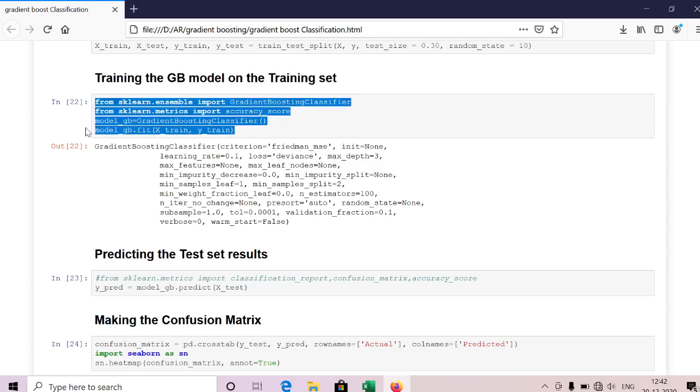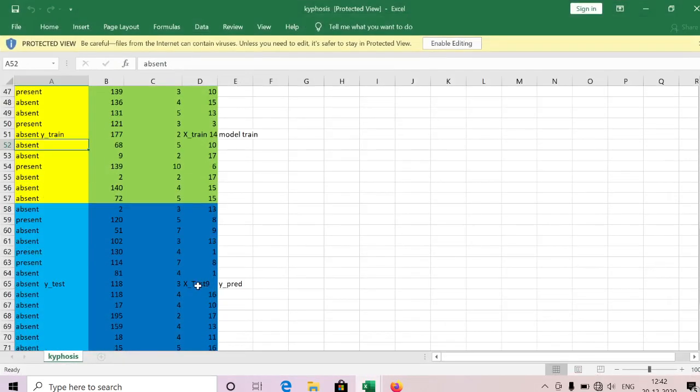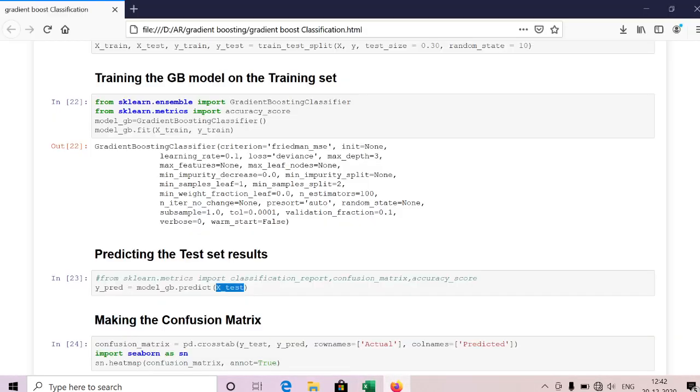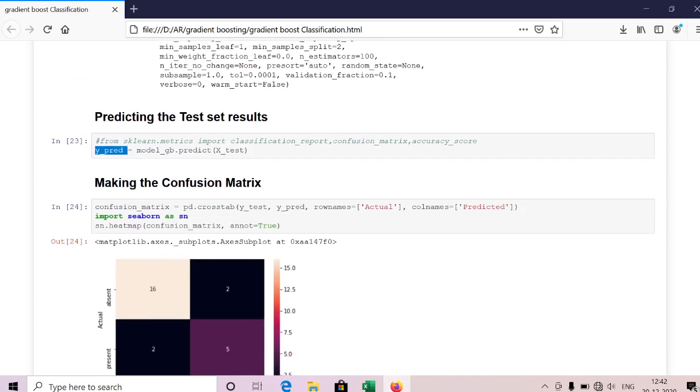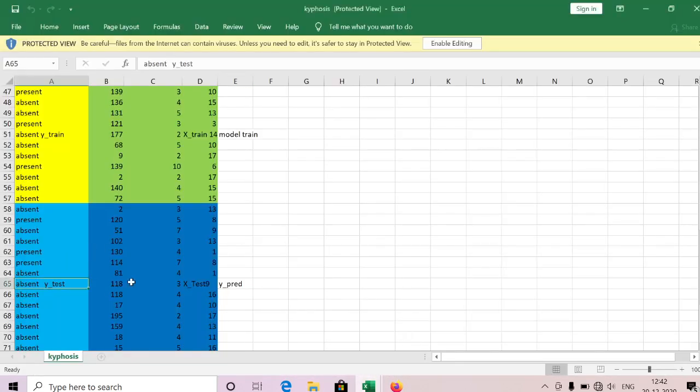Next we'll go to the prediction. My model training is done using this method. Similarly, model gradient boost is my object, and dot predict is my method. I'm passing my x test, and then I will get the y prediction. Once I have the y prediction, I can calculate the accuracy between my y test and y prediction.